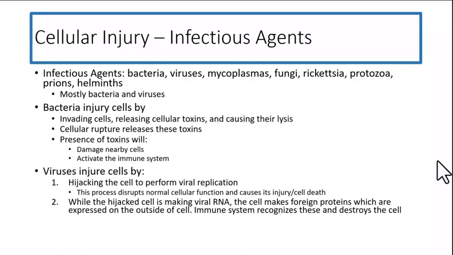While the hijacked cell is doing this, in addition, the cell begins to make foreign proteins, not your body's own proteins, but the proteins expressed by the virus, and those end up on the outside of the cell. This is actually how the immune system eventually recognizes and destroys that cell. We'll talk more about this in our next conversation on the immune system as a larger idea, but this is how a cell can get injured. Bacteria jump in, or viruses jump in, they release toxins, or they take over and get the cell to do a job that isn't its job, and at some point the cell is damaged and or ruptures and dies.